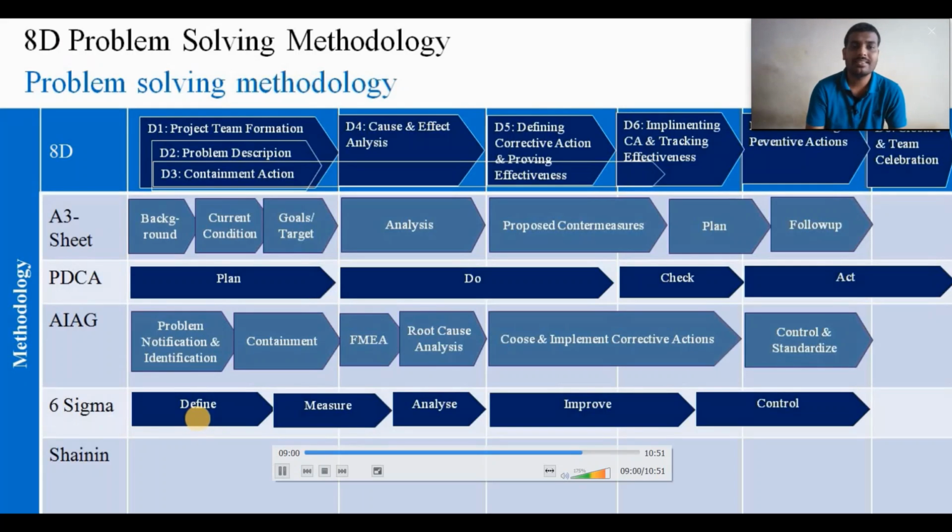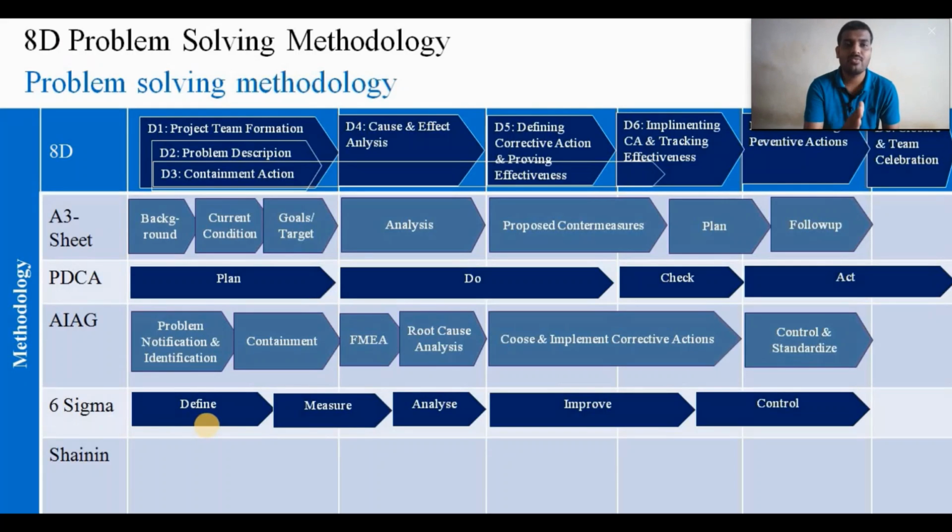DMADV stands for define, measure, analyze, then design and verify. If your product is at running level or in use, then you have to use the DMAIC methodology for problem solving, that is define, measure, analyze, improve and control.